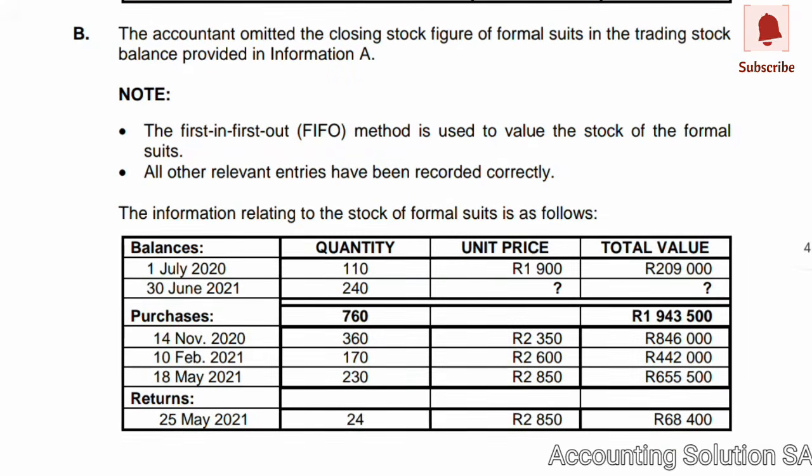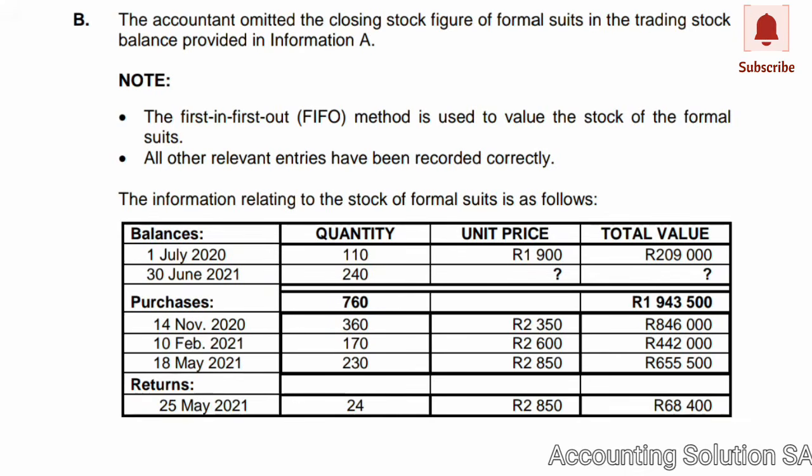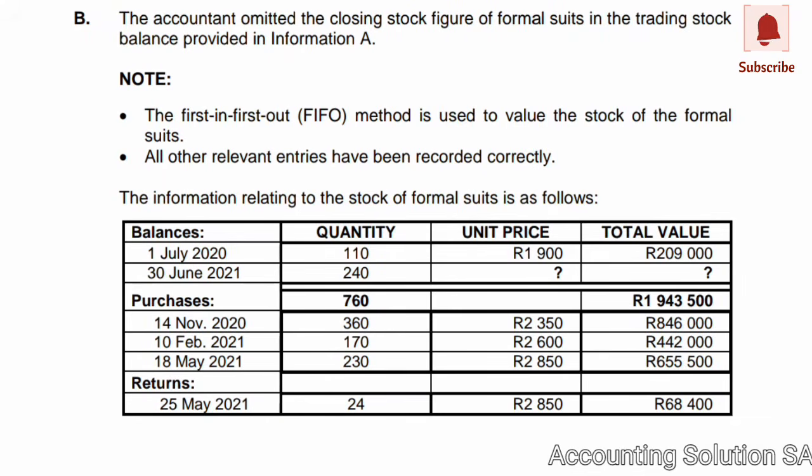Okay, then the information related to the stock of formal suits is as follows. Then they give us the table. The balance on 1 July 2020 is the opening balance, where we have everything: quantity, unit price and total value. Okay, then on 30 June 2021, they only give us a quantity. We don't have a unit price. We don't have a total value, which means that this is the one that we are looking for, guys.